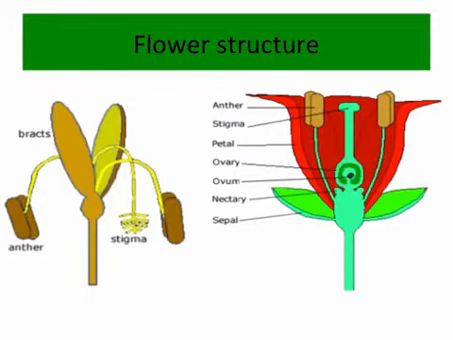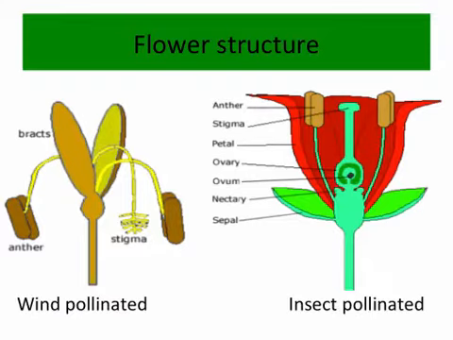Now, let's look at flower structure. These two flowers, one of them is a wind-pollinated flower and the other one is an insect-pollinated flower. Which one do you think is which? The flower on the left is pollinated by the wind and the flower on the right is pollinated by insects.